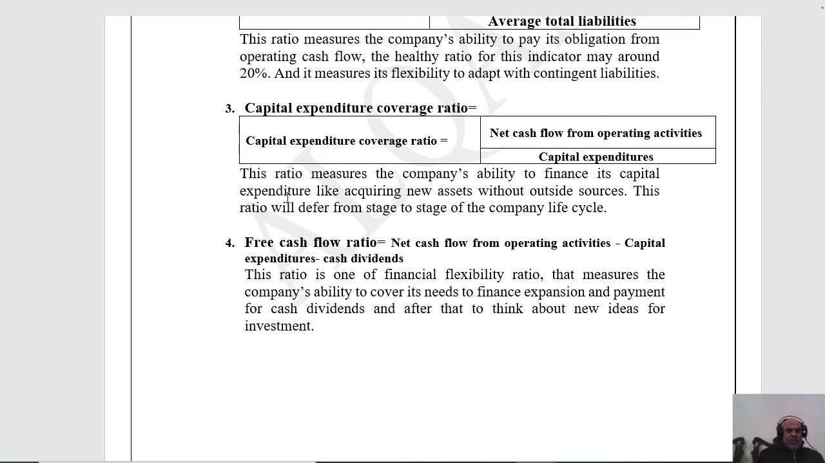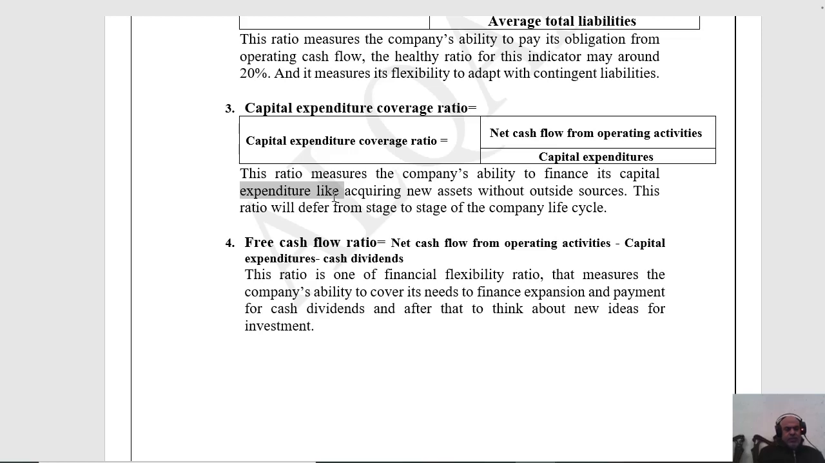When we talk about capital expenditures, we mean acquiring new long-term assets, like purchasing or acquiring lands, buildings, and so on, and the capital expenditures paid on them. So this ratio measures the company's ability to finance the capital expenditures without outside sources. This ratio will differ from stage to stage of the life cycle of the company.